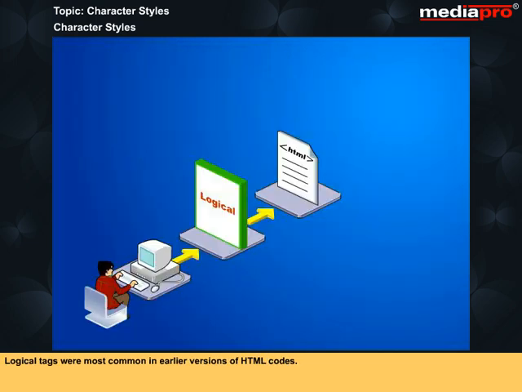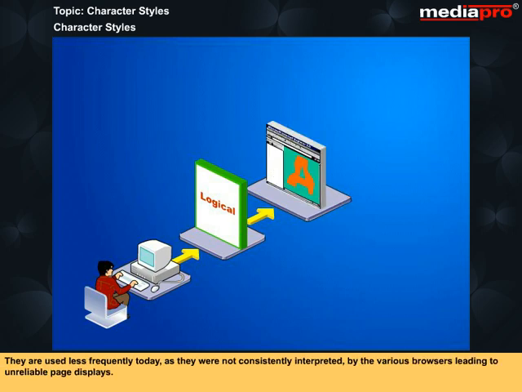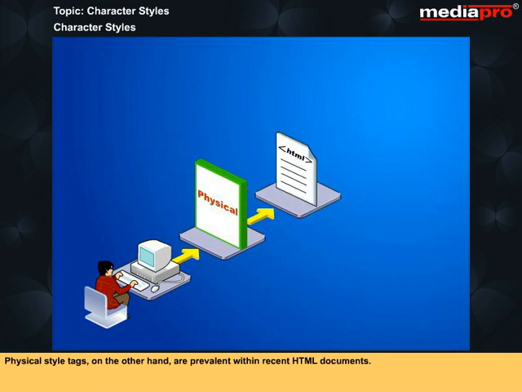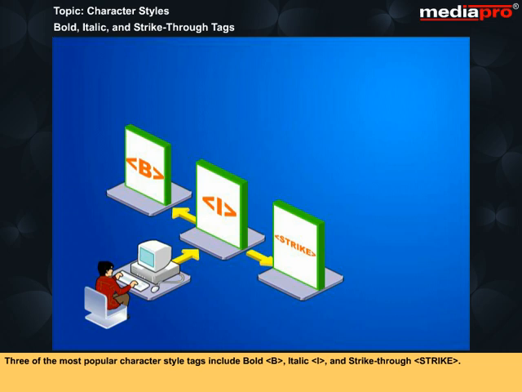Logical tags were most common in earlier versions of HTML codes. They are used less frequently today as they were not consistently interpreted by the various browsers, leading to unreliable page displays. Physical style tags, on the other hand, are prevalent within recent HTML documents. Three of the most popular character style tags include bold, B, italic, I, and strike through, strike. All three of these tags are closed.